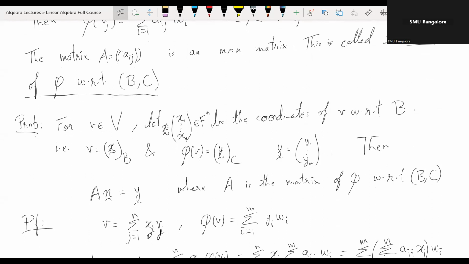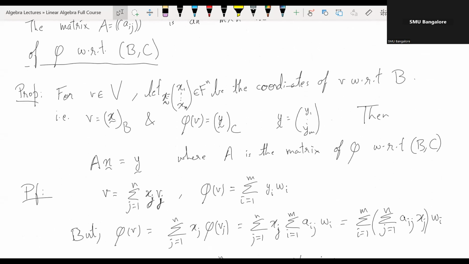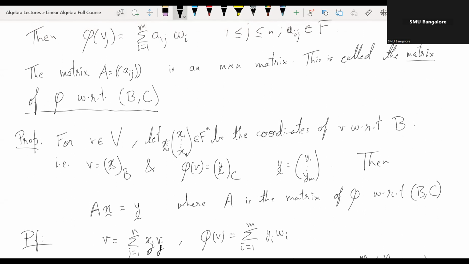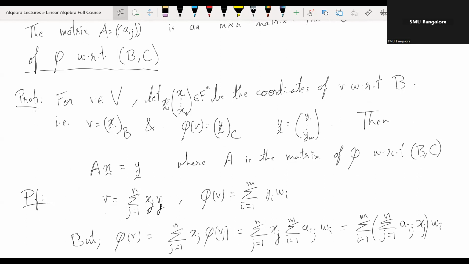y tilde is the coordinate of phi v precisely means that summation yi wi, i equals 1 to m, is phi v. And so now we know phi v.